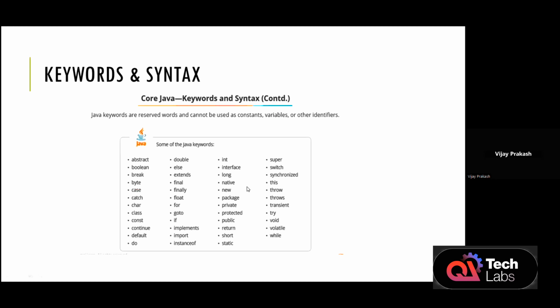Package, you already saw, right? That is the package name on the top of your program, you'll be able to see that. Private is one keyword. Public keyword, you already saw how it is working. Static keyword, you already saw this one, right? In a similar way, there are other keywords which come in our upcoming sessions. We'll see how that is addressed. Okay, so this is on keywords and syntax.